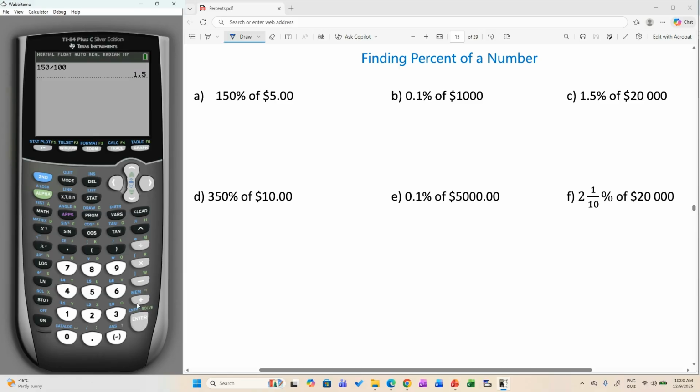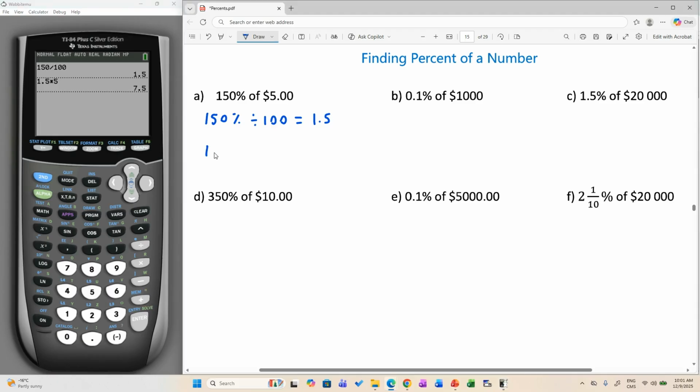All right, great. So now I take that 1.5, right? So I did 150% divided by 100 and I got 1.5. That's my answer, my percent as a decimal. Now I take that 1.5 that I have and I'm simply going to multiply it by the $5 here that I have. And hence my answer is 7.5. So I basically did 1.5 multiplied by $5. And upon doing so, I'm going to get $7.50. So that's my answer pretty much. 150% of $5 is $7.50.